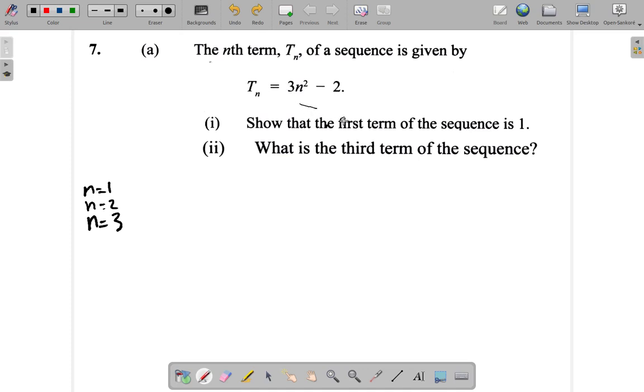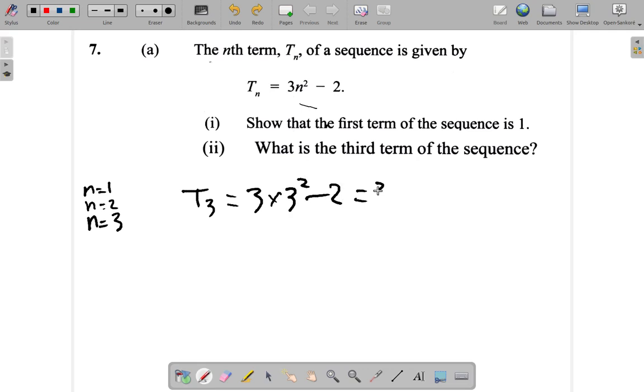So here, T3 is what you would write, because n shows the position of the term in its sequence. So T3 is 3 times n squared. So the position here is 3, so n is 3. So it's 3 squared. Instead of n squared, you have 3 squared minus 2.